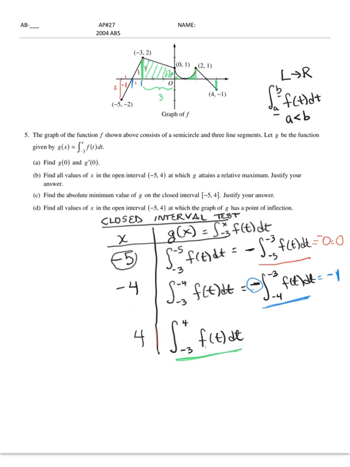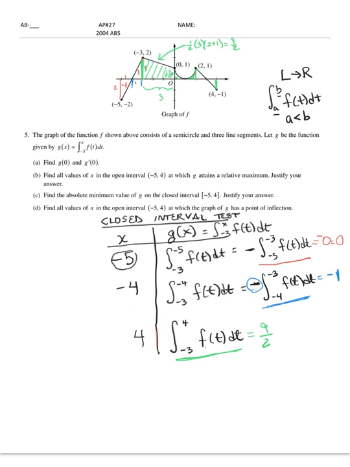So to get the area of this trapezoid, we have 1/2 the height times the sum of the bases, which are 2 plus 1, and that would give us 9/2. Okay, so we put 9/2 here. All right, now to get the area under the semicircle, notice that it's a little different from the other problems.